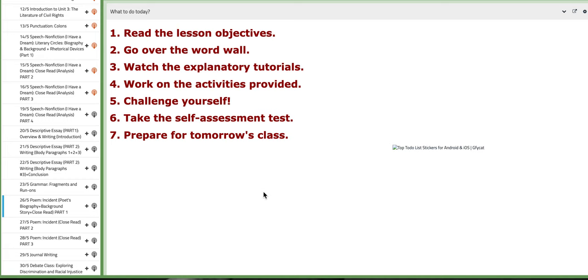On this day, we are going to start with the last task that we are going to tackle, in unit number 3, the literature of civil rights. It's a poem titled Incident. We are going to learn about the poet's biography, background, story, and we're going to start with part 1 of the close read.